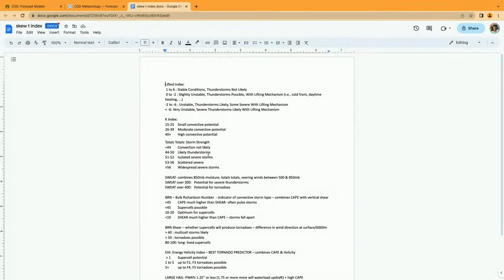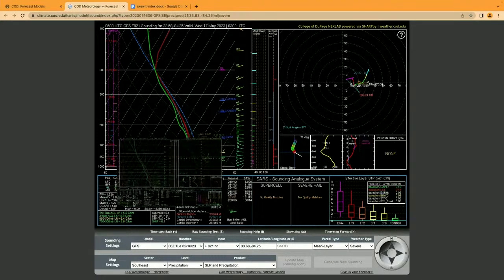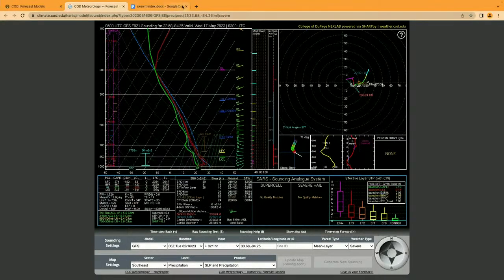The totals is a measure of storm strength. So we go back to the Skew-T. Here is the totals right here. The totals number today is 48.